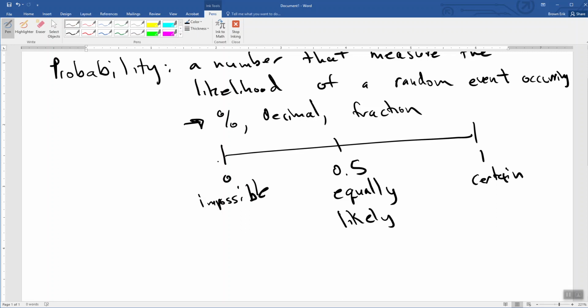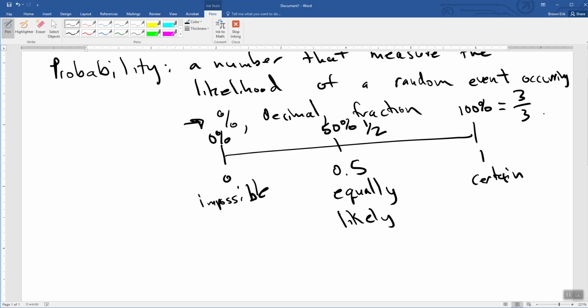Noted in this is we can't have negative numbers or numbers greater than 1. If I were to write these numbers as percents, hopefully you know 1 would be 100%, 0.5 would be 50%, and 0, of course, would be 0%. As fractions, this is just 0, this would be 1/2, and then this would be any number over itself, 3/3, 5/5, whatever.